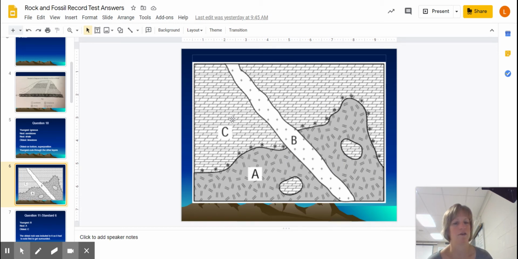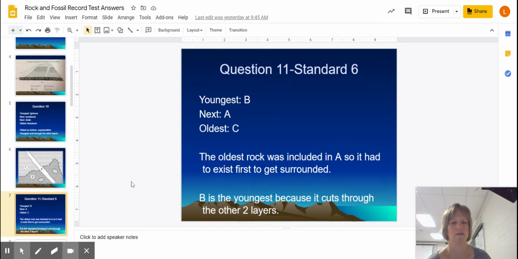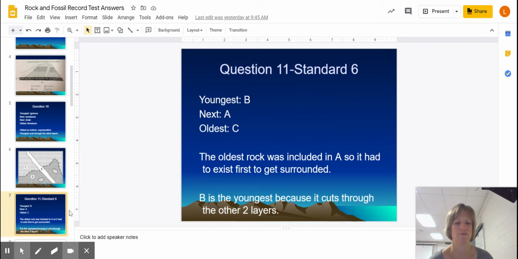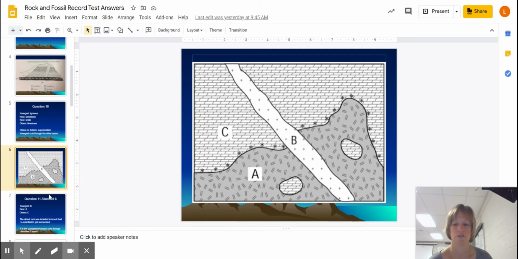So what we actually have here is a layer of sedimentary rock and 2 intrusions. And so notice that the intrusion here, B, actually cuts through both A and C. So that tells us it's the youngest. And so here's how your order should look. The youngest was B, A, and C. Now, how did we know the oldest? That's the principle of inclusions. C was included in A, so it had to exist first to get surrounded. We know B is the youngest because it cuts through the other 2 layers.